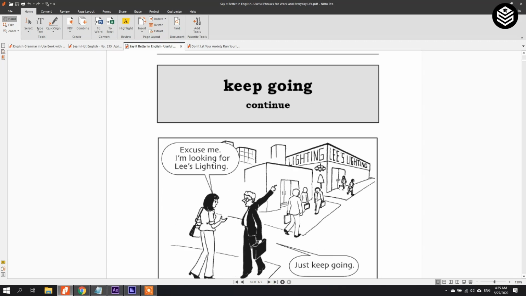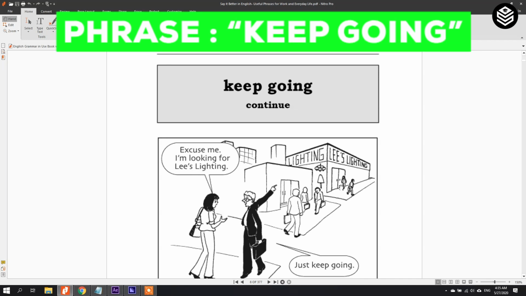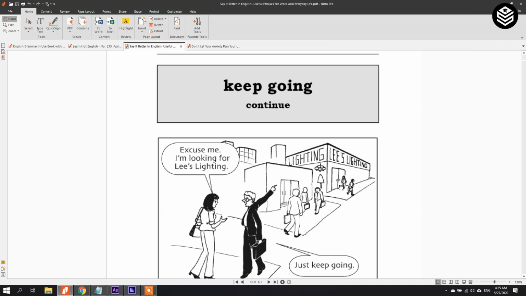Okay, the first phrase is keep going. Usually we use keep going to continue in the same way as before, not the opposite way. Same way to continue. So instead of continue, we use the phrase keep going. If you separate this, keep has a separate meaning, going has a separate meaning, but if you put them together, it has a specific meaning. So the meaning here is continue.